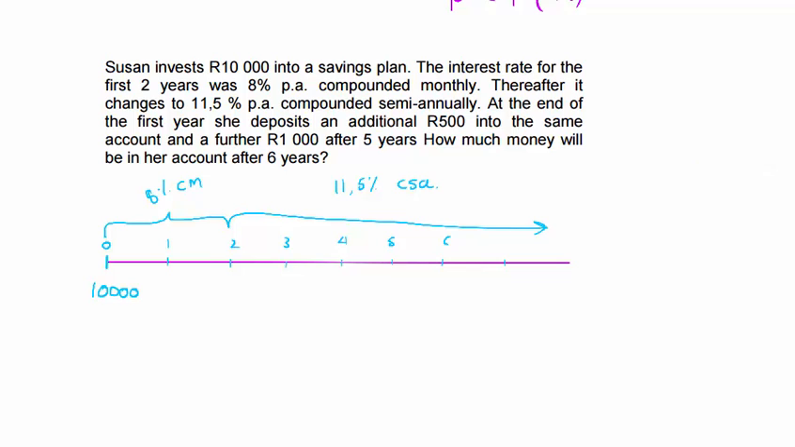Okay, and then they tell me, okay, thereafter it changed to that. At the end of the first year, she deposits an additional 500. So here's the first year. She deposits a plus 500 at that point, into the same account, and after a further 1,000 after 5 years. Okay, so 1, 2, 3, 4, 5 years. After 5 years, it's another 1,000. And then they ask how much will be in her account after 6 years. So there's the 6th year.